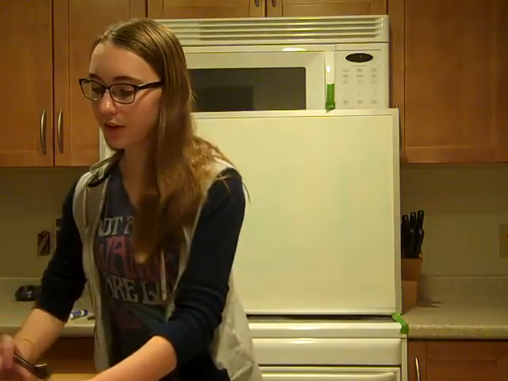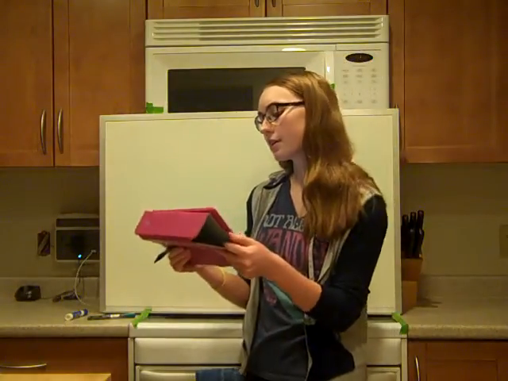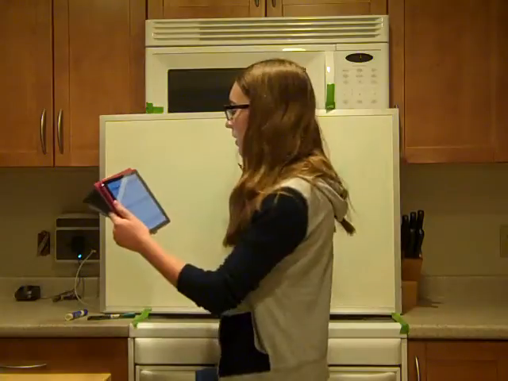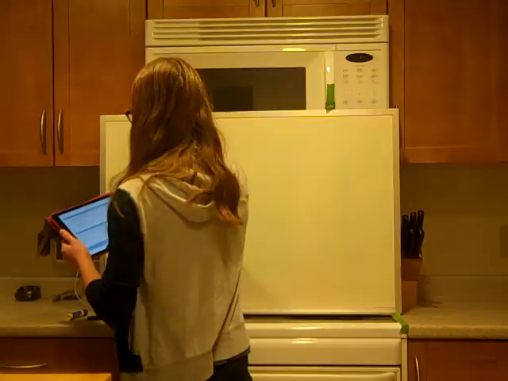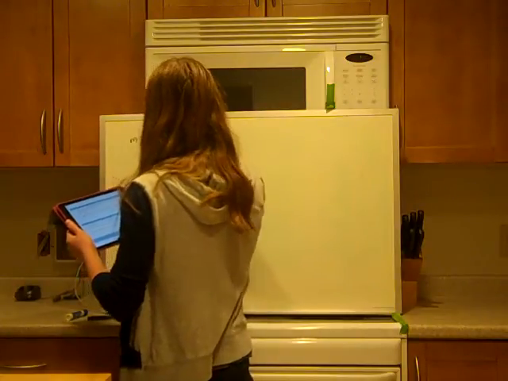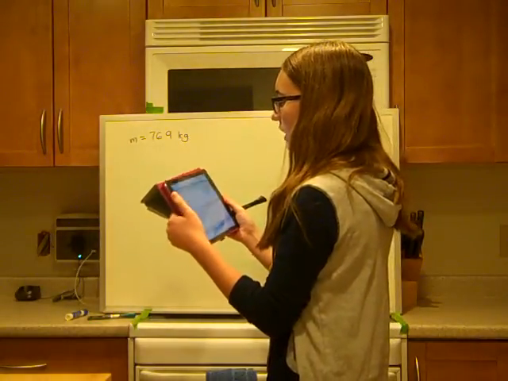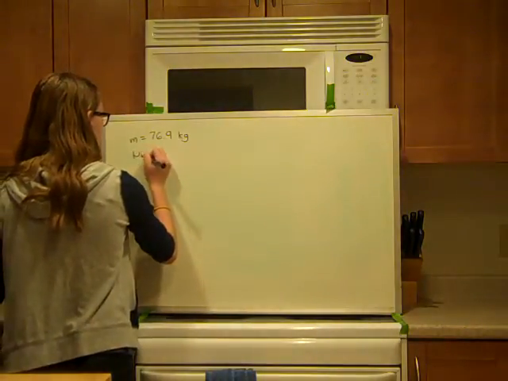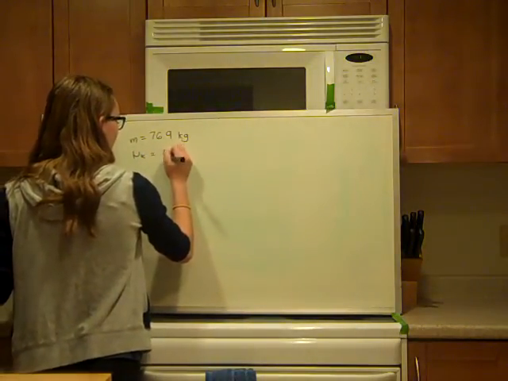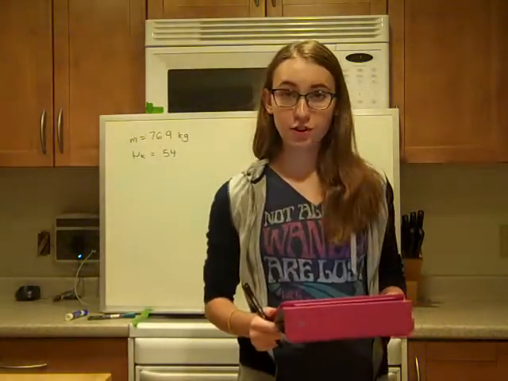Alright, so for number 5, let's see. The problem says, in an exciting game, a baseball player manages to safely slide into second base. The mass of the baseball player is 76.9, so we're going to write this over in our bank of knowledge. Mass is equivalent to 76.9 kilograms. And the coefficient of kinetic friction between the ground and the player is 0.54. Alright. So coefficient of kinetic friction is equivalent to 0.54. A, find the magnitude of the frictional force.